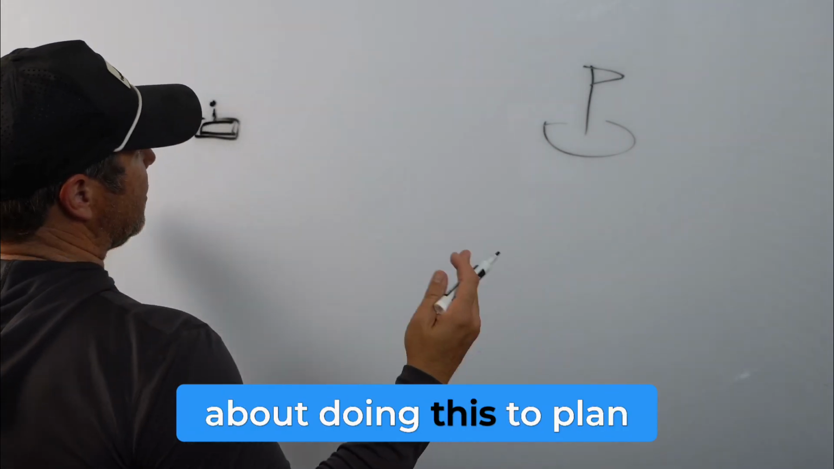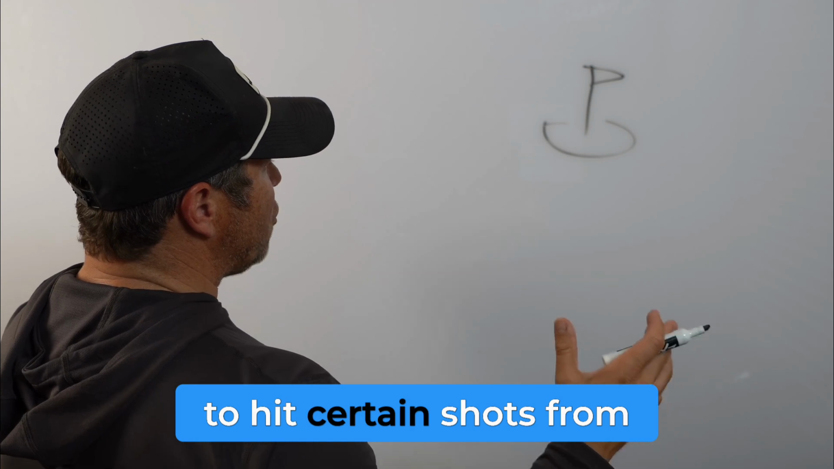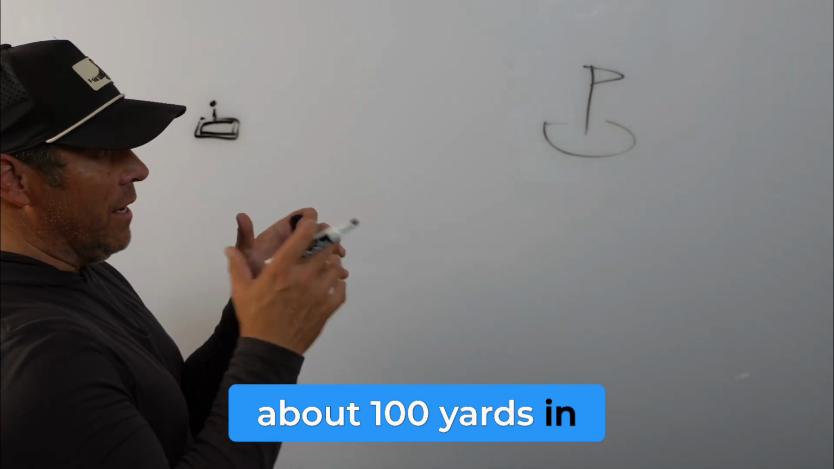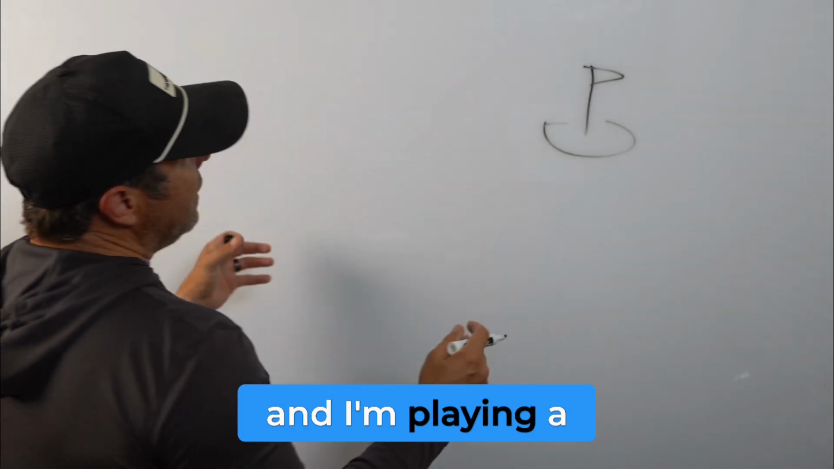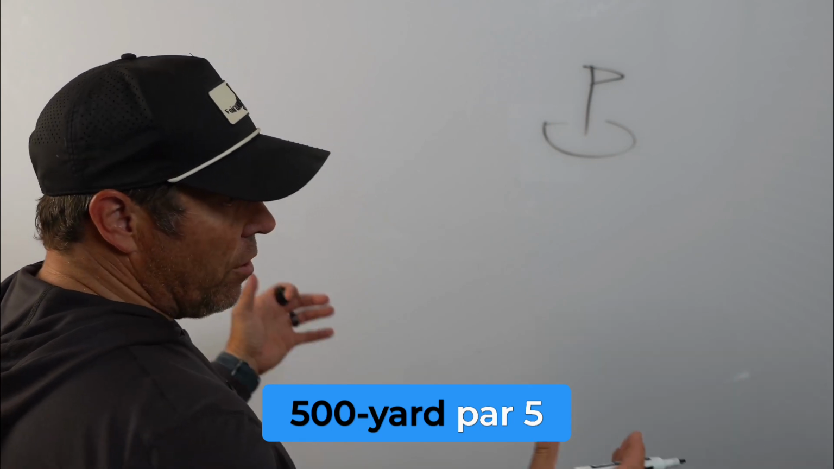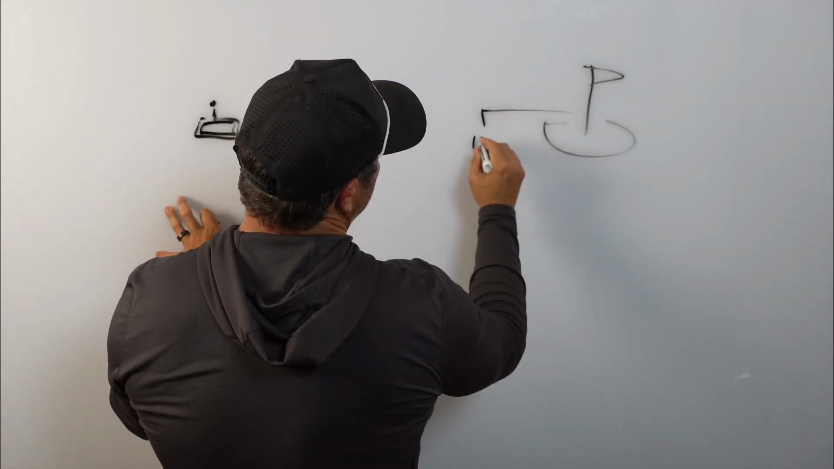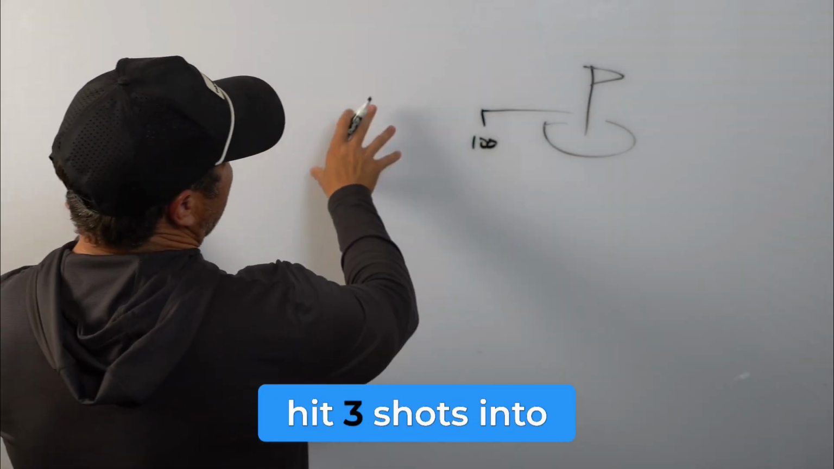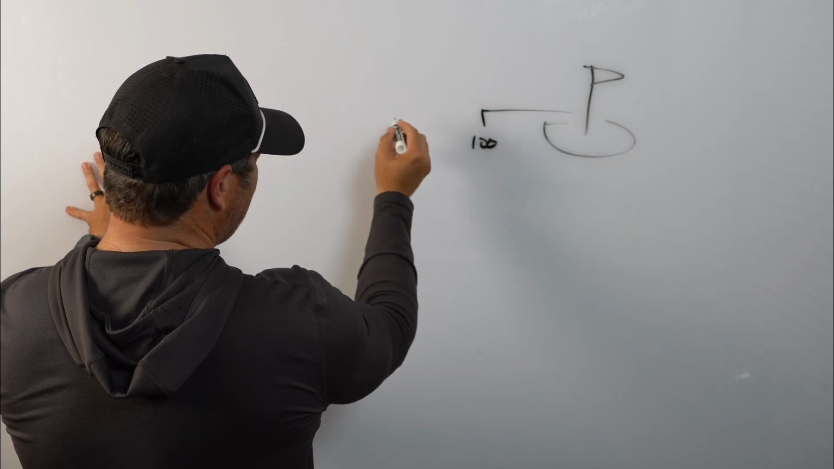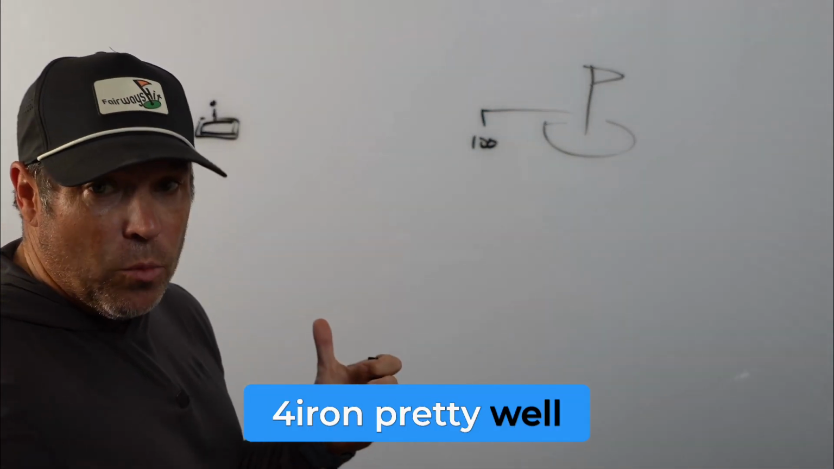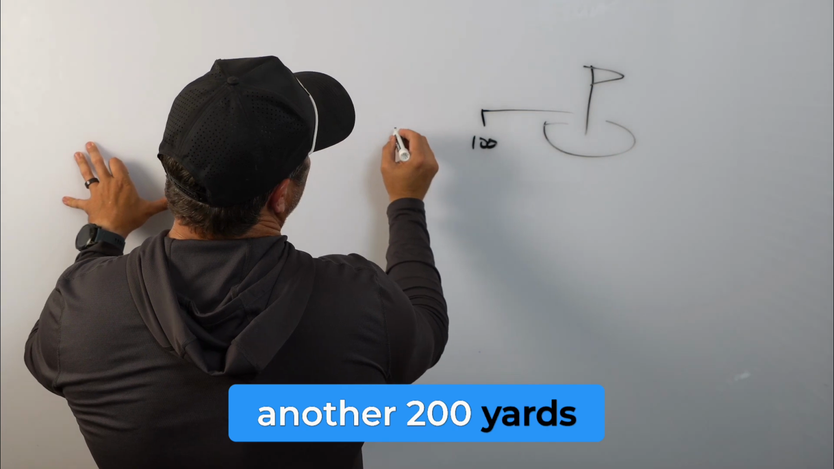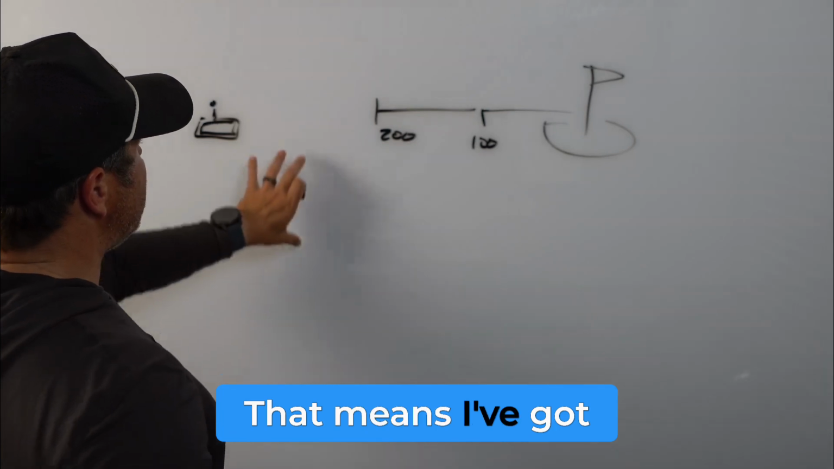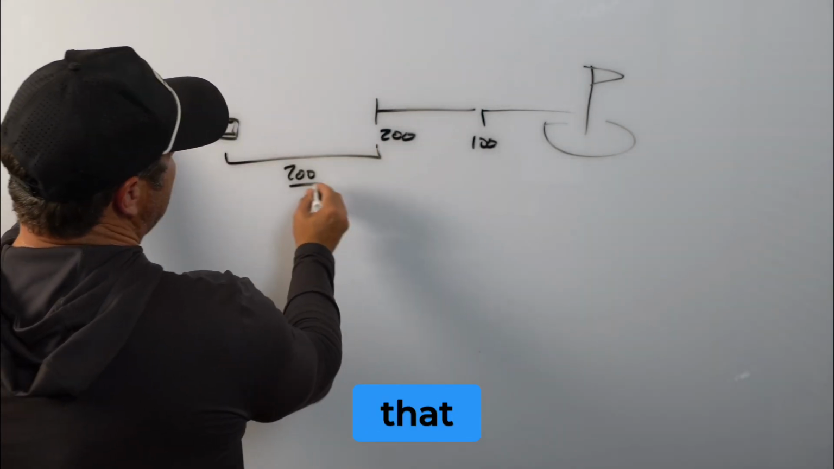Another way to go about doing it is to plan where you want to hit certain shots from. Let's just say that I'm really good from about 100 yards in, right at that 100-yard mark. And I'm playing a 500-yard par 5. If I want to be 100 out here, then now I've got 400 yards to work with. Now, if I want to hit 3 shots into this green, and I hit my 4-iron pretty well, I'm going to back up another 200 yards. That gets me 300 yards away from the hole. That means I've got another 200 that I need to hit for that par 5.